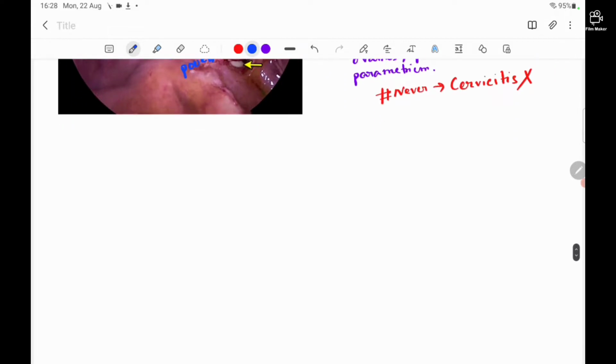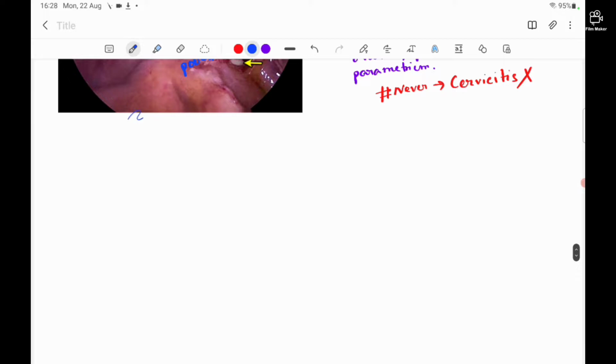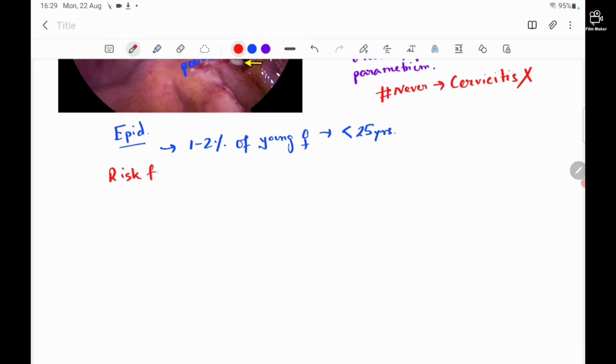Now, talking about the epidemiology of the disease, 1 to 2% of young females are affected, and these young females are in most cases less than 25 years of age. Now, what are the risk factors? Risk factors of PID.